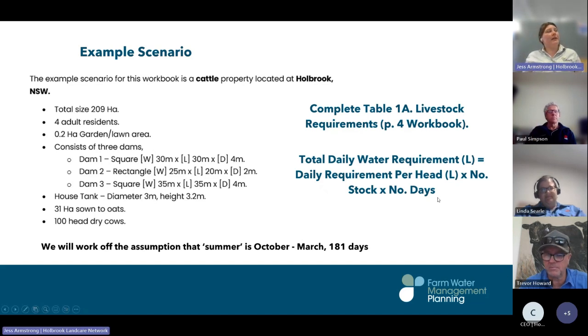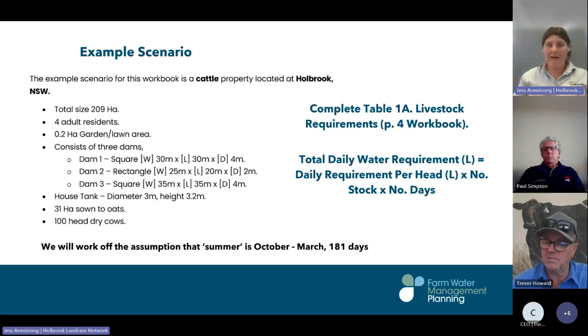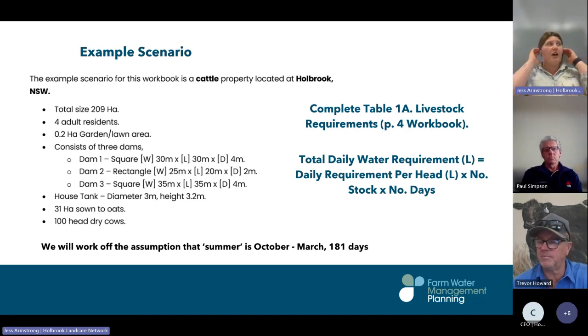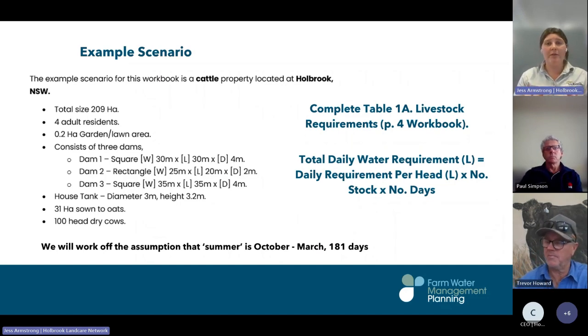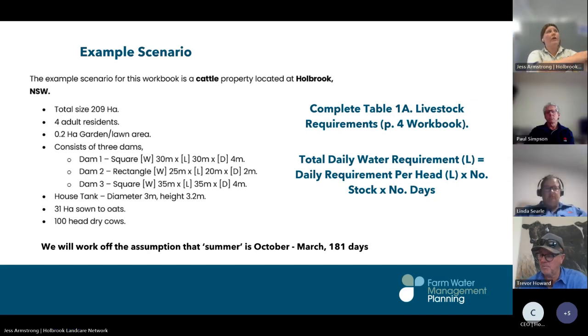So what we're going to be doing to make the calculation is to work off the assumption that our summer period is from October to March. And I think this season is a really good example of that being quite a realistic period of time, which is approximately 181 days. So for our calculation, to determine our total daily water requirement for our livestock, we're going to times the daily requirement per head by the number of stock and by the number of days.